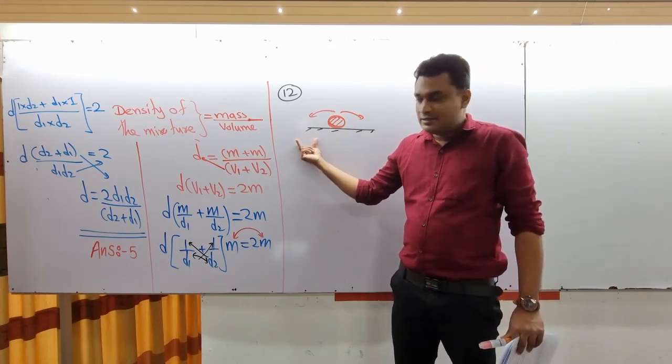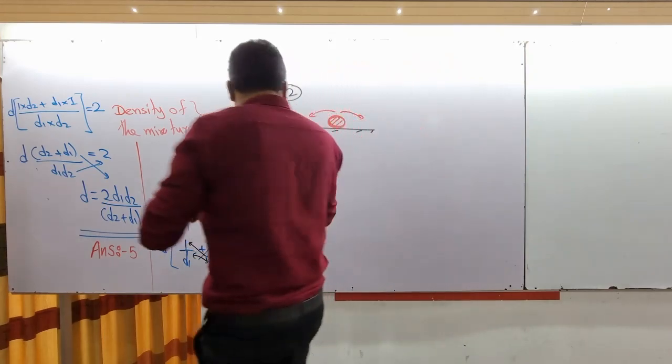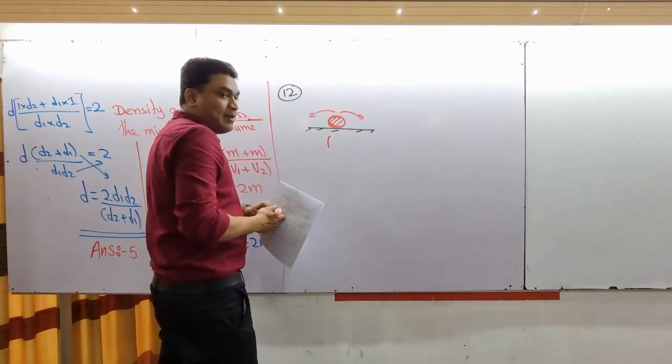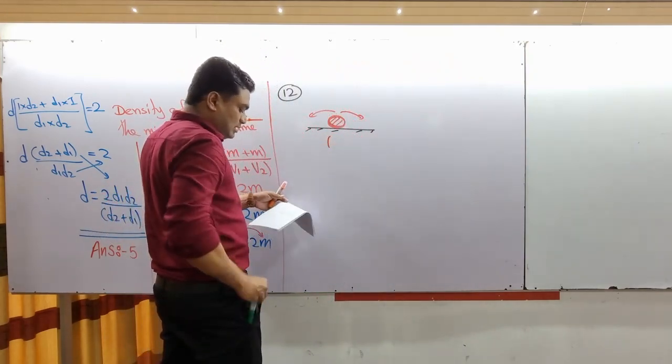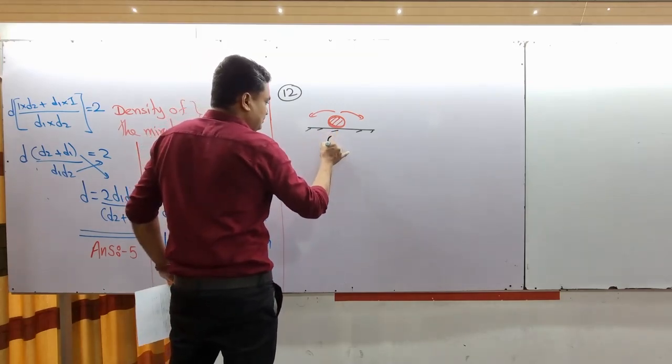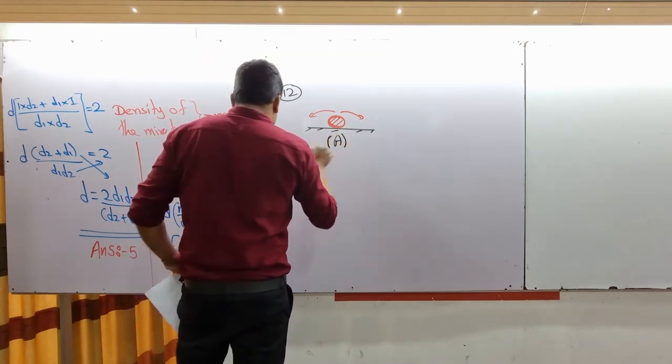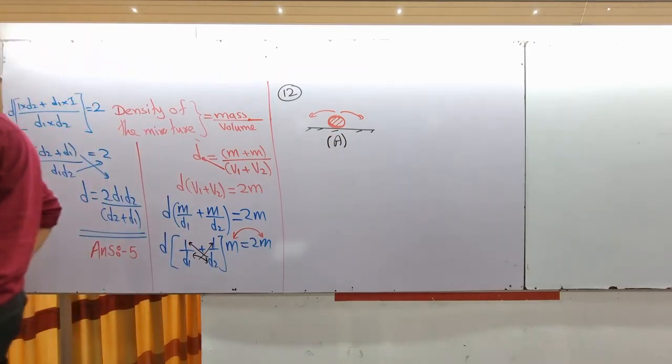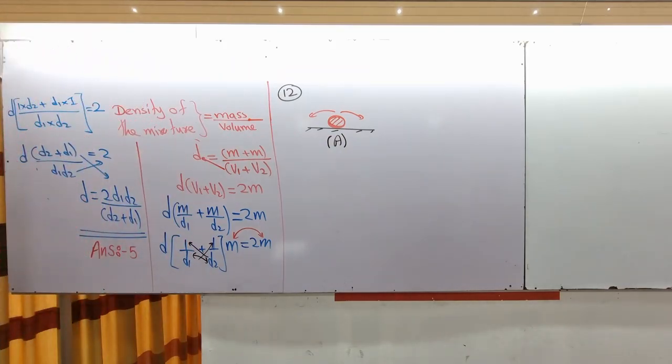Okay dear? Please write: capital A figure shows a neutral equilibrium. Draw the figure, quick.